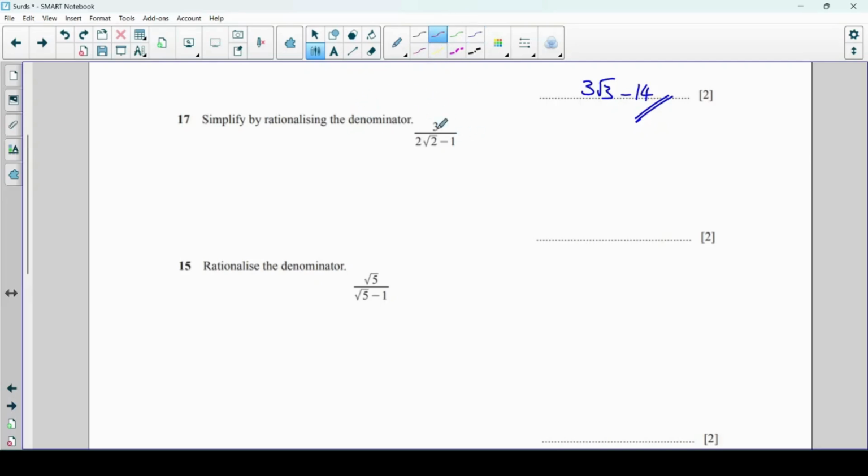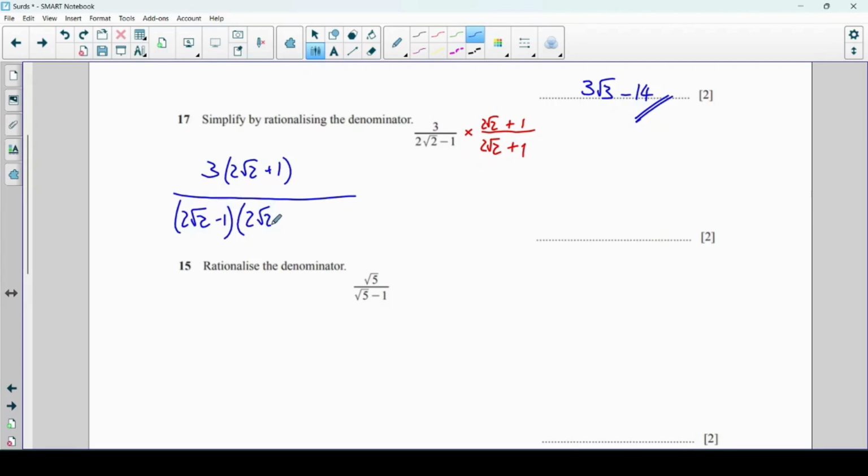Here we've got a rationalising the denominator, which is slightly more difficult than usual because instead of just having root 2, we've got like 2 root 2. But the principle's just the same. We're going to multiply top and bottom by the conjugate. This time that's 2 root 2 plus 1. Okay, so on the top we've got 3 brackets 2 root 2 plus 1. And on the bottom, let's put both brackets here. So 2 root 2 minus 1, 2 root 2 plus 1.